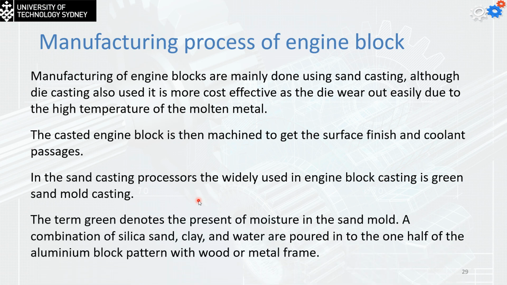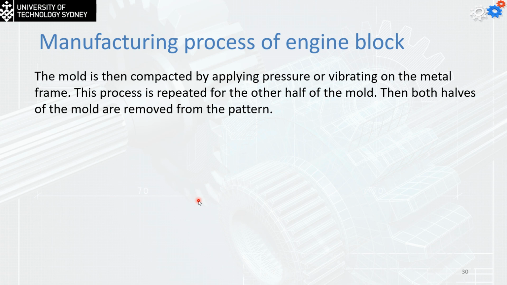The term green denotes the presence of moisture in the sand mold, and a combination of silica sand, clay, and water is going to be poured into one half of the aluminum block pattern with the wood or metal frame, what we call the flask. The mold is then going to be compacted by applying pressure or vibrating on the metal frame, and this process is going to be repeated for the other half of the mold. You remember we call it the cope and drag, and then both have to be removed from the pattern.